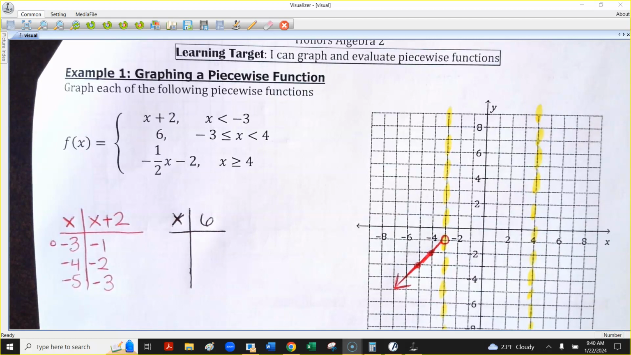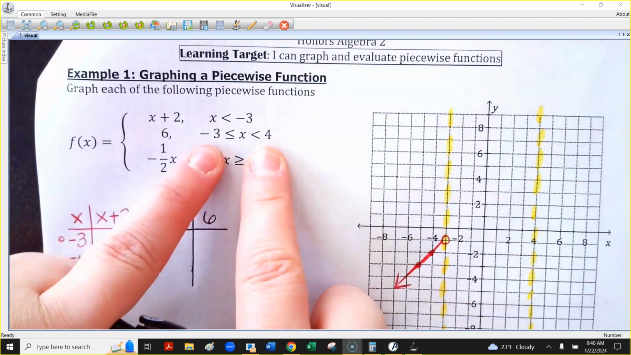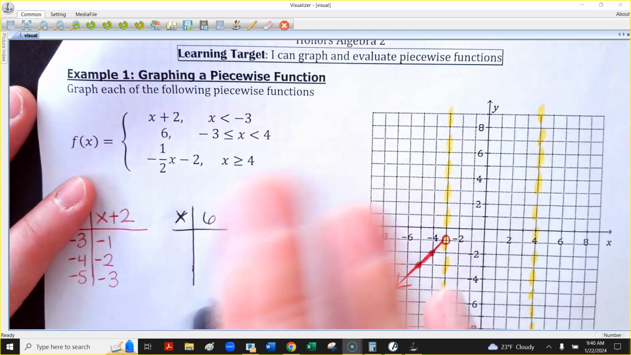Now, if you got a middle piece, you are just going to use the 2 numbers that are in this inequality. So we're going to start up at -3.